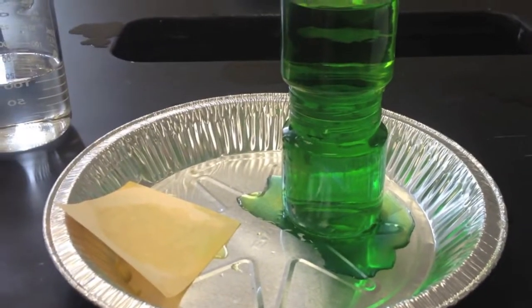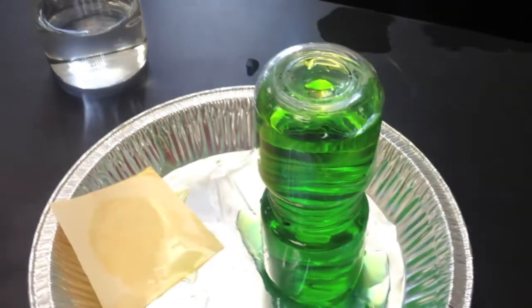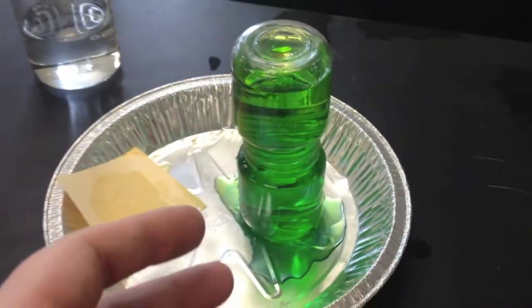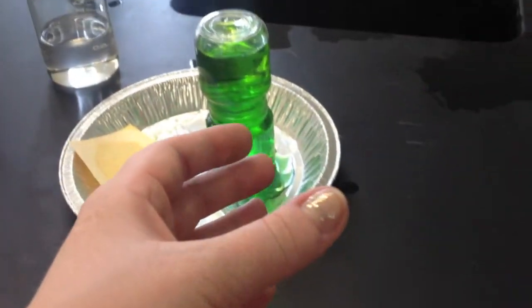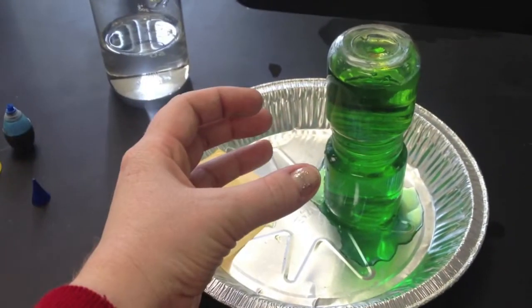Once you have successfully done that, you go to your sheet and record your results, what happened when the cold was on the bottom, and then the next one says describe what happens when the hot was on the bottom. You do the entire experiment again, except this time, when you flip the jars, make sure that the hot one, the yellow one, is on the bottom, and the blue one gets flipped on top of it.